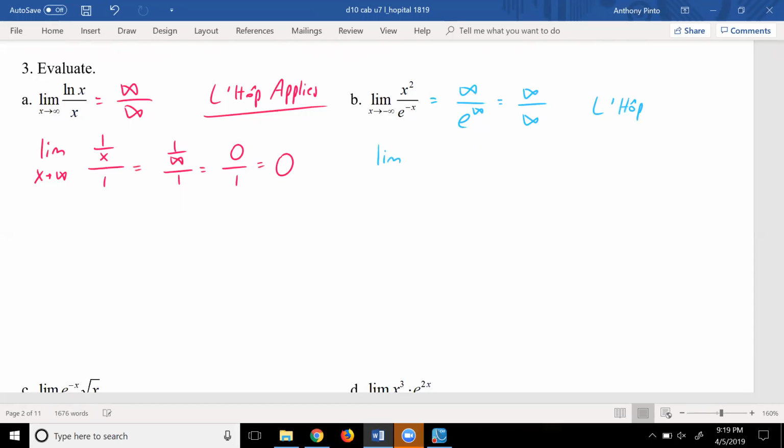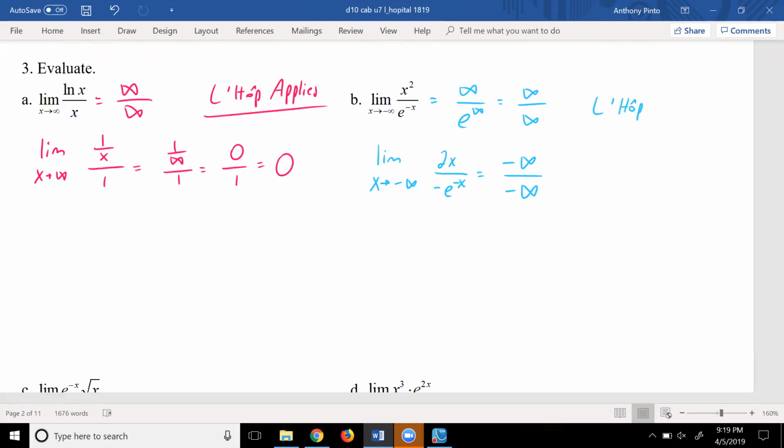So taking the derivative, we get the limit as x approaches negative infinity of 2x over, we have e to the u times the derivative of u. So negative e to the negative x. Let's try this again. We plug in negative infinity, and 2 times negative infinity is negative infinity. And e to the negative infinity gives us e to the infinity, or just infinity, times -1 is negative infinity.